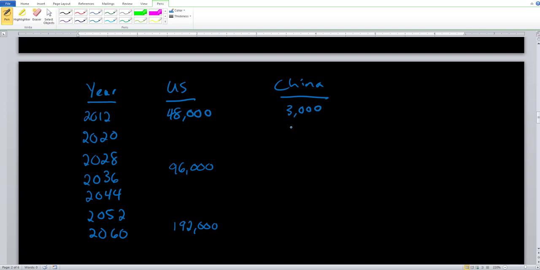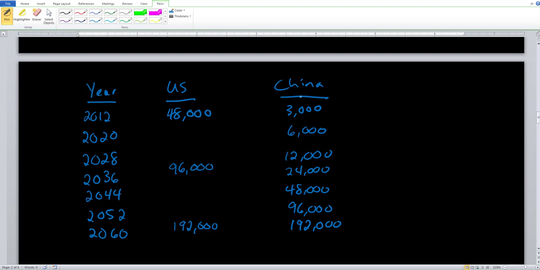So 3,000 becomes 6,000. In the year 2020, it becomes 12,000. In the year 2028, it becomes 24,000. In the year 2036, 48,000, and then so on down the line. In 2044, 96,000. In 2052, and then finally 192,000 in the year 2060. So here we've successfully filled out our rule of 70 table with both of these countries. So year, country 1, country 2.